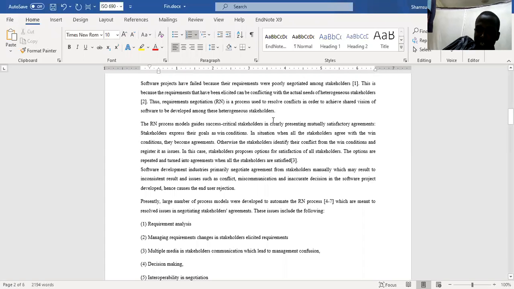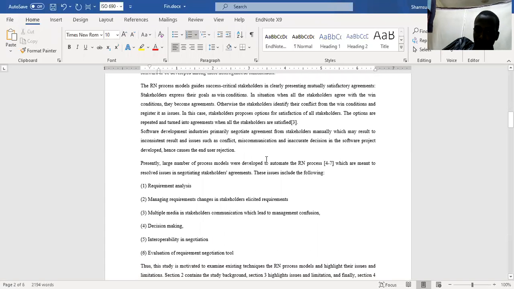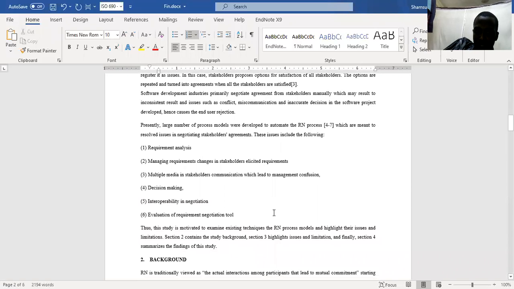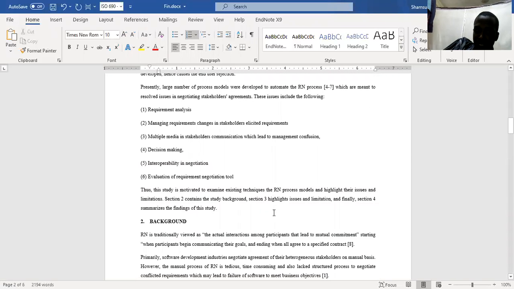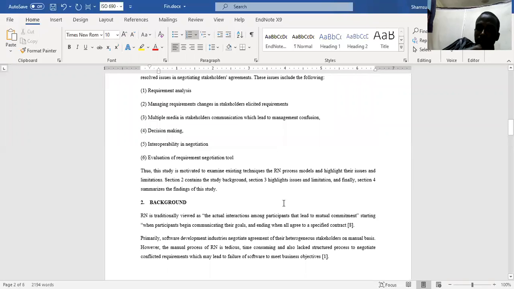Some of the issues in existing requirement negotiation process models include requirement analysis, managing requirement changes, multiple stakeholders, multiple media and stakeholders communication, decision making, interoperability and negotiation, and evaluation of negotiation tools. So this study is motivated to identify the existing requirement negotiation process models.